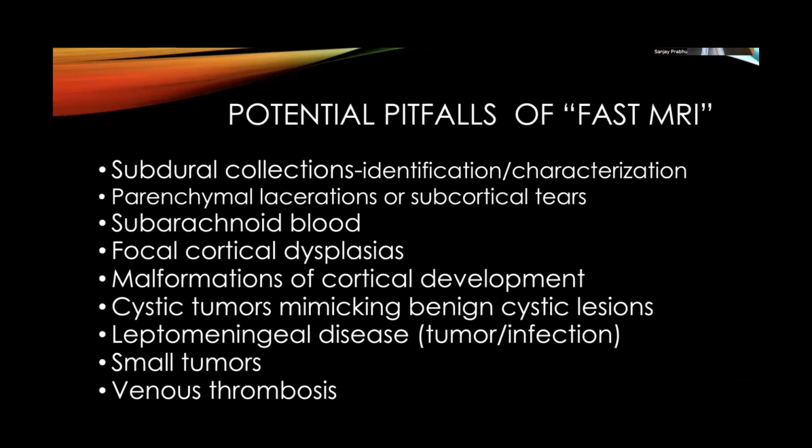The potential pitfalls of fast MRI range from missing small subdural fluid collections or characterizing these collections wrongly because you only have T2 images to look at. Parenchymal lacerations or subcortical tears may be missed. Subarachnoid blood is particularly hard to recognize. Focal cortical dysplasias can be very easily missed on these studies. And malformations of cortical development, for example, polymicrogyria, can be hard to see. Cystic tumors can mimic benign cystic lesions and vice versa. And leptomeningeal disease, like tumor or infection, can also be hard to recognize and quantify on these studies. And small tumors and venous sinus thrombosis may also be missed.